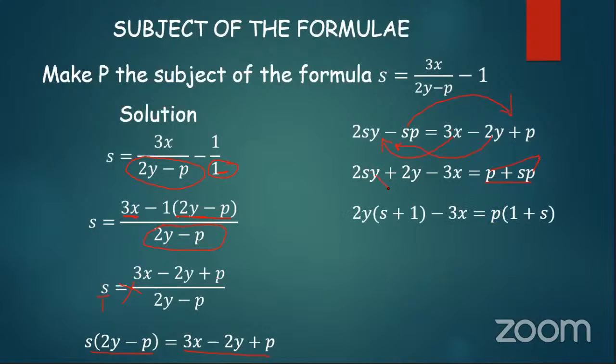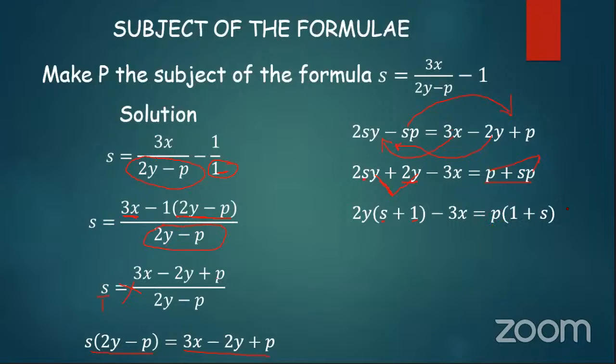And likewise here we have a common factor of 2y, which we are going to pull outwards. So here we remain with s, which is here. Since we took away the whole of 2y, we shall remain with the 1 there. So it becomes 2y into s plus 1 minus 3x, giving us p, because it was also common, into 1 plus s.